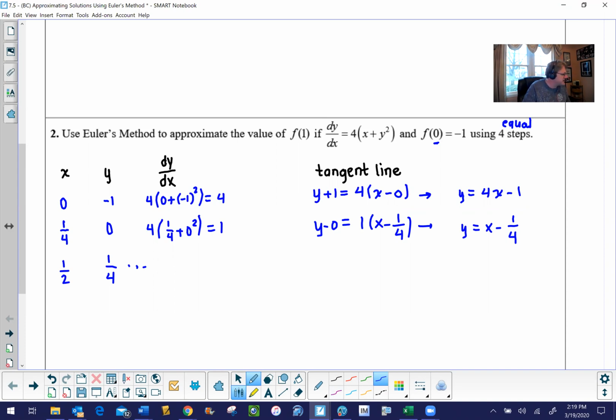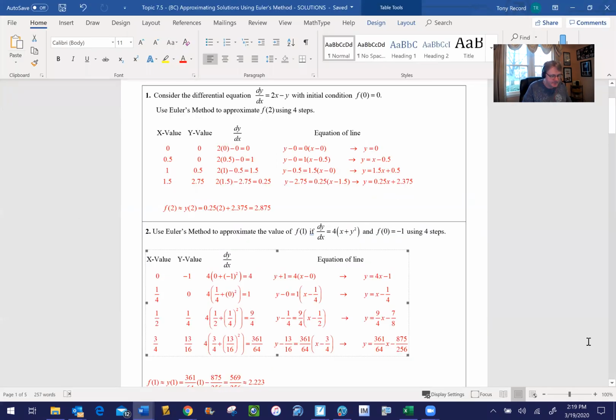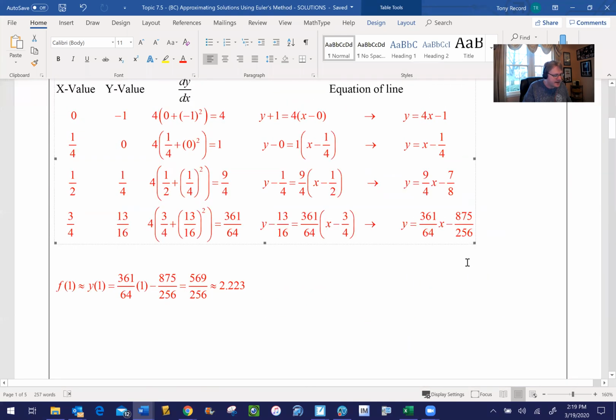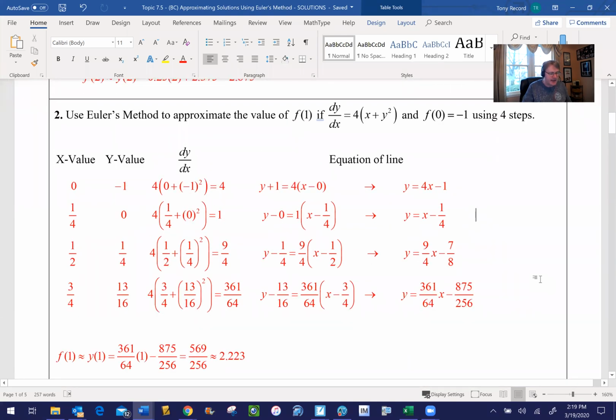Hey, I just lost that document. Where is it? There it is. Let's make this a little bit bigger, shall we? So this is just my Word doc. And I want to say that this is the correct overall solution, wouldn't you say?